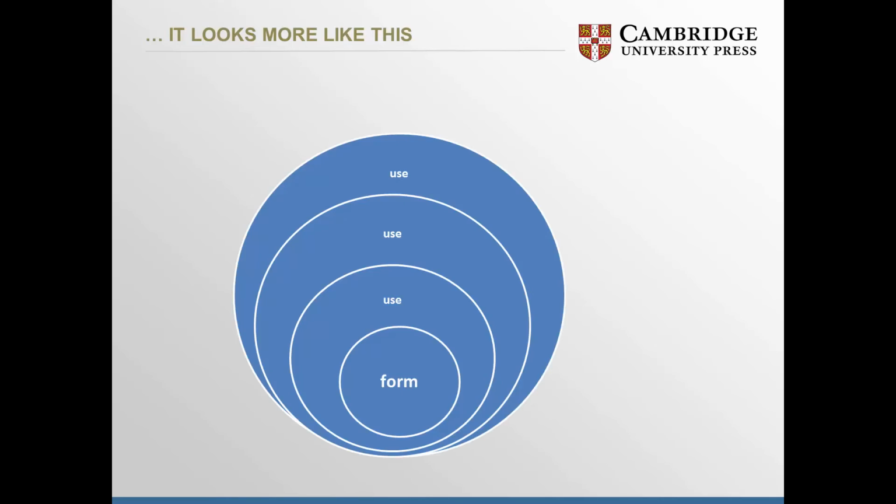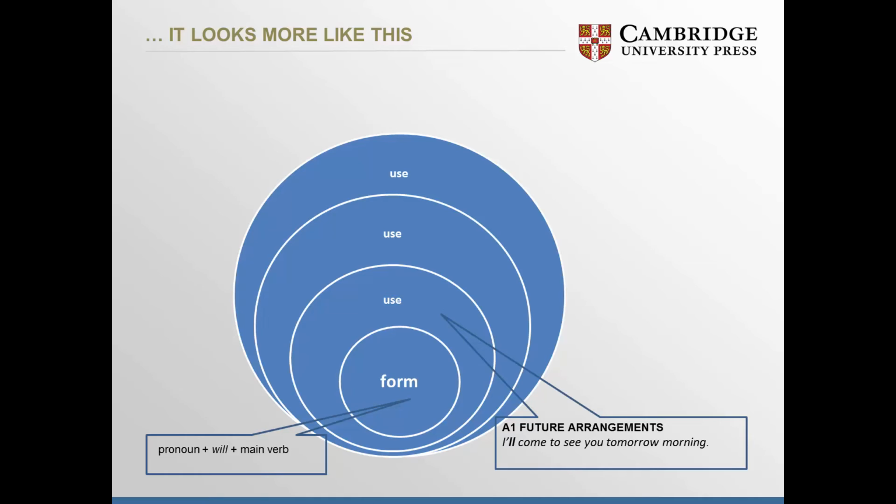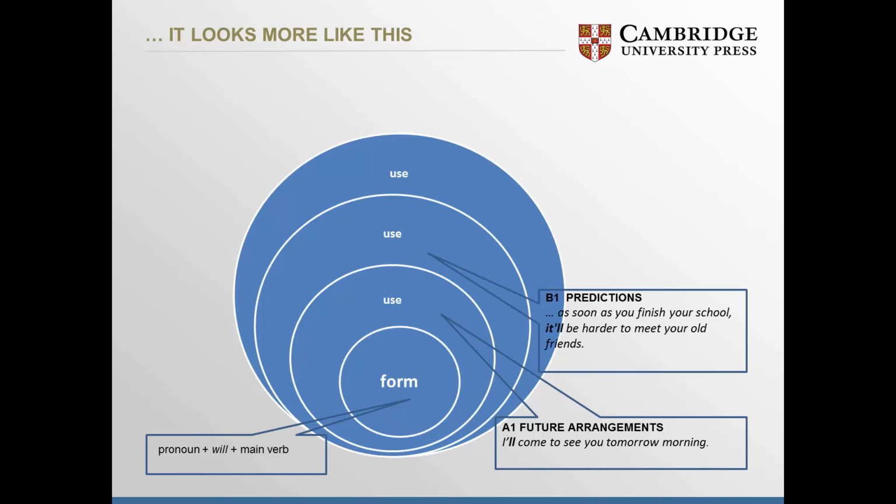It's more like this, where you've got something like a pronoun. Let's give this as an example. Pronoun plus will plus main verb, that structure. And at A1 we might see that being used for future arrangements. If you can't see it, it's I'll come to see you tomorrow. At B1 we can also add predictions to that. As soon as you finish your school, it'll be harder to meet your old friends.